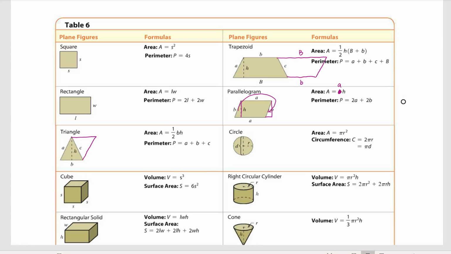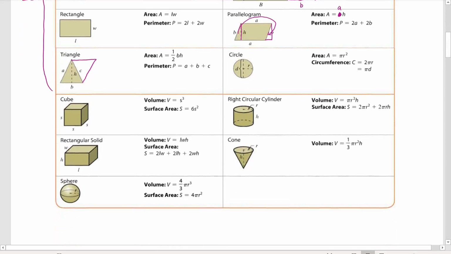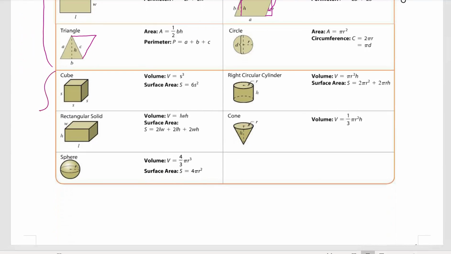Okay, and then we have the circle. We know the area of the circle is pi r squared, and the circumference of the circle is 2 pi r, which is also pi times d. D is the diameter, r is the radius. Okay, so those are the two-dimensional shapes. Okay, how about three-dimensional?